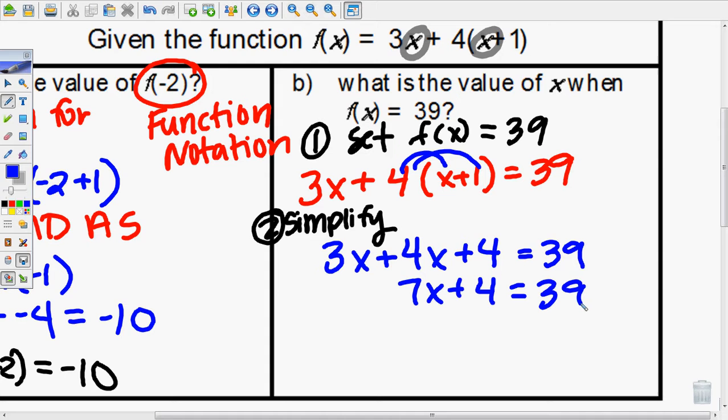All right. So where you get 39 from? It gave it to us. Are you being for real? It says f of x equals 39.